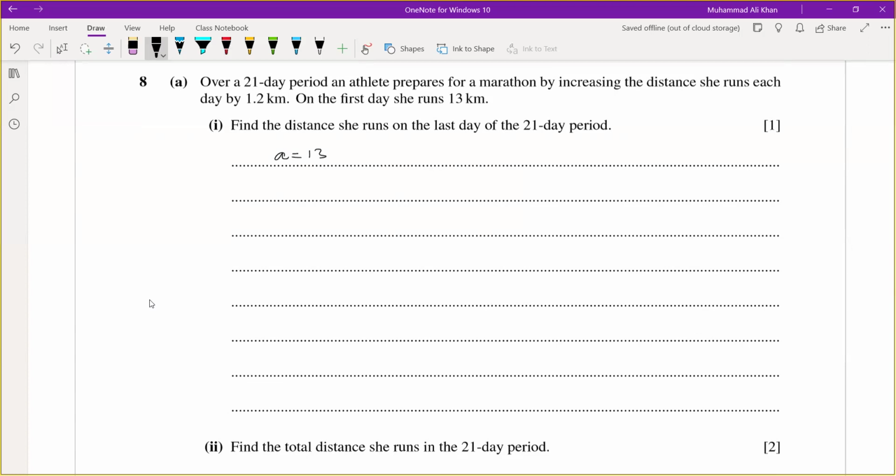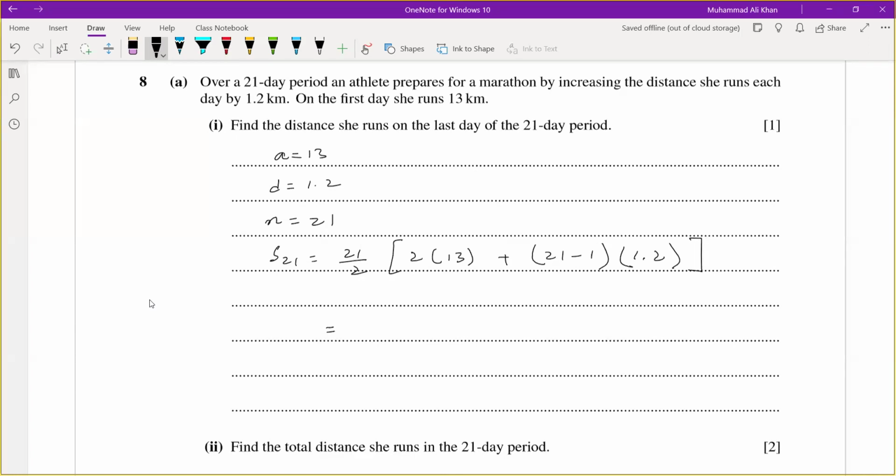हर रोज 1.2 किलोमीटर इंक्रीज हो रहा है तो कॉमन डिफरेंस अरिथमेटिक प्रोग्रेशन बनकर आई. n आपको दे दिया गया 21. S21 आपने कैलकुलेट करना है. फॉर्मूला अप्लाई करेंगे n by 2, 2a plus n minus 1, कॉमन डिफरेंस इज 1.2. कैलकुलेटर से सिंप्लीफाई कीजिए और आंसर कैलकुलेट कीजिए.